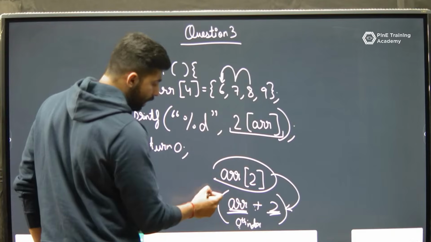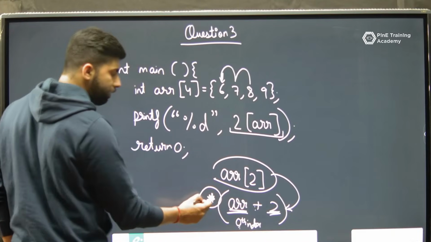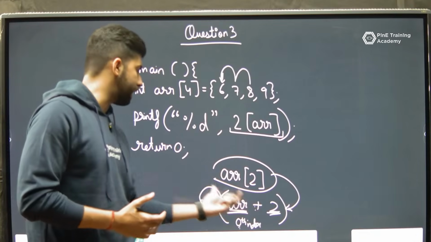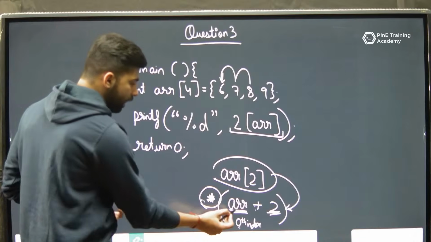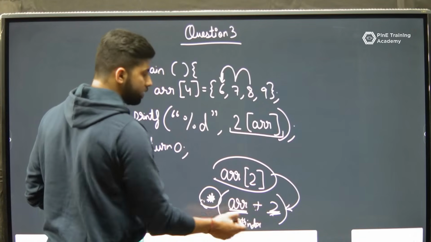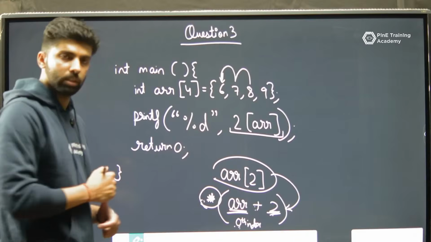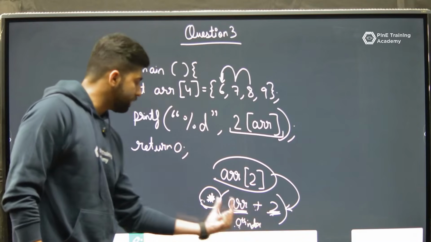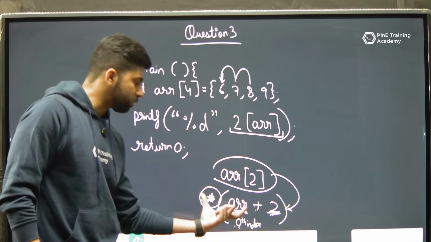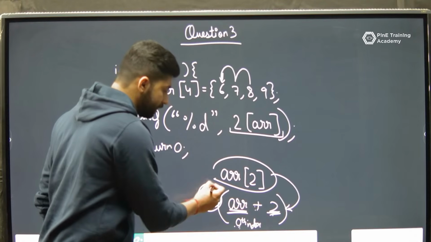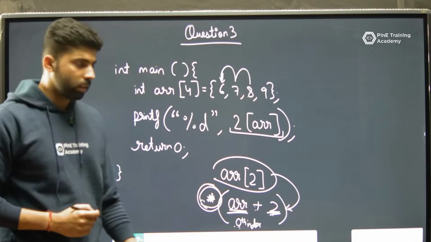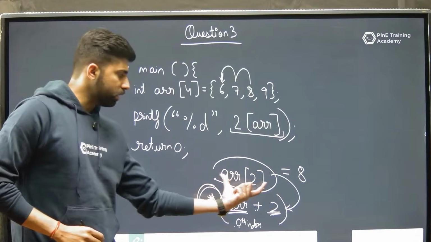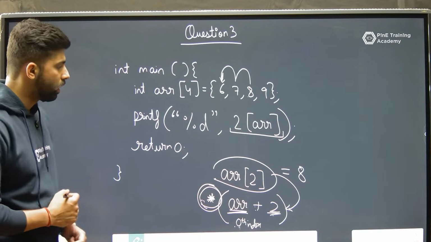Now I need the value, so I have written a dereference operator here. We know that if we dereference the address, we get the value. So ARR is the 0th index plus 2 means I will take 2 jumps and reach the correct address. Then we dereference that address to get the value 8. So this will give me 8, right? This is how this particular syntax works.